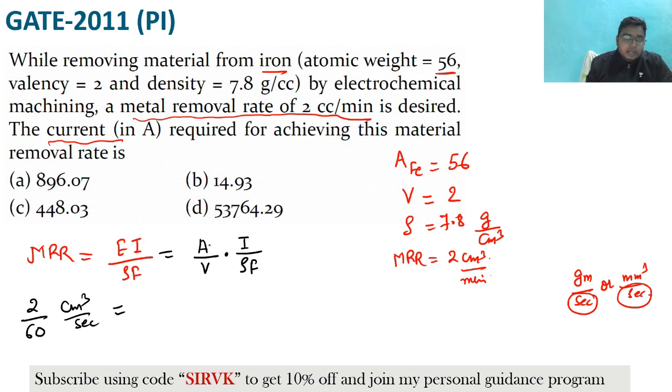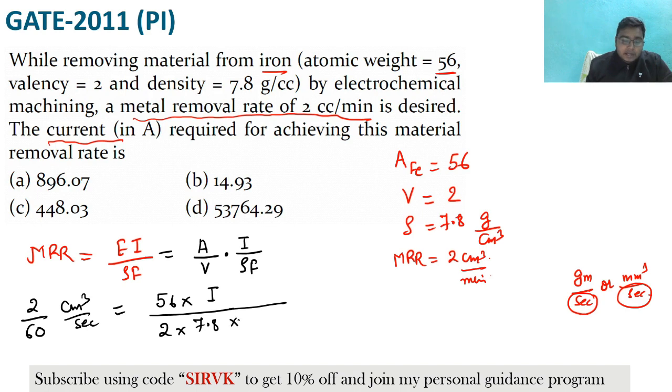Now what is the A? So A is given as 56, isn't it? Just write it here, 56. I will be what? What is the I? Current which is given. So you need to find the current. Fine. What is the valency? That is 2. Put it here. What is the density? It is 7.8 gram per centimeter cube. So 7.8 gram per centimeter cube.